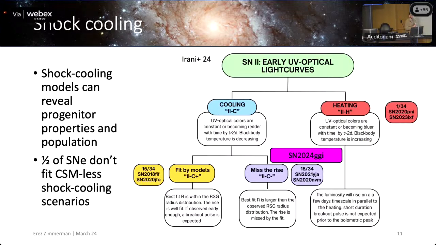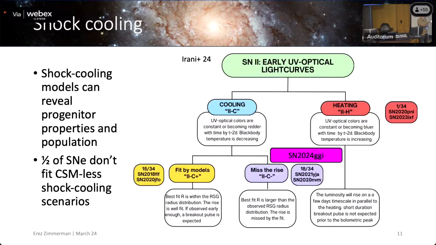Lastly, we can talk about shock cooling. An extensive study about shock cooling was done by Irani et al. as well, in which we found out that only half of supernovae fit the shock cooling model. So only half of regular type II supernovae seem to be able to produce progenitor properties with shock cooling models. The other ones miss the rise in the UV, or are too UV bright compared to what you expect from the shock cooling models. And there was also one example of a heating supernova.